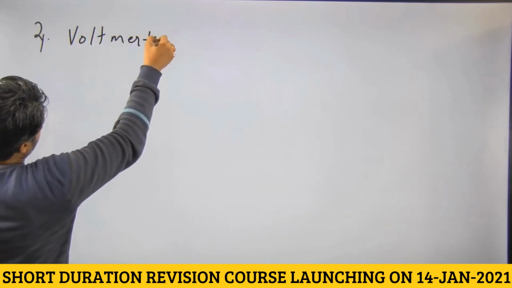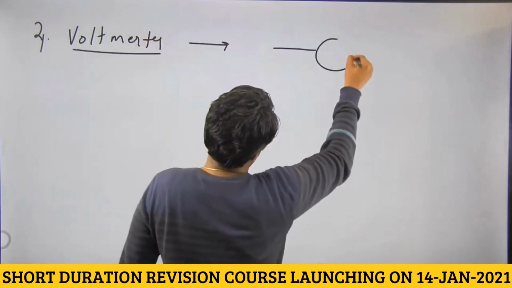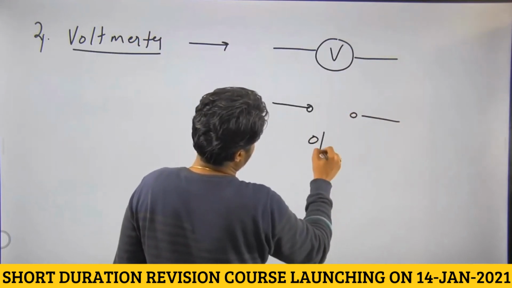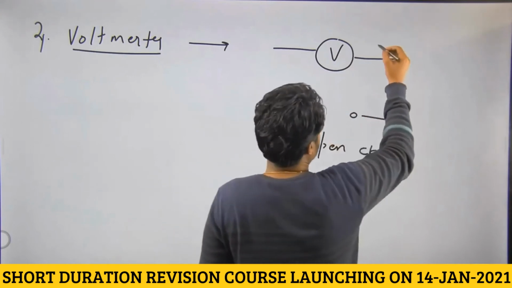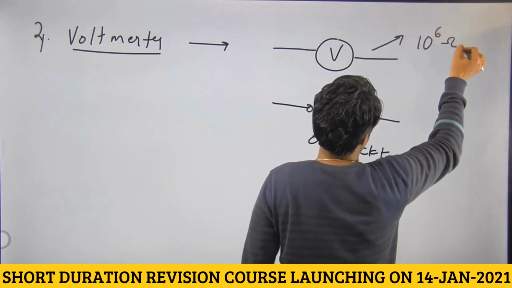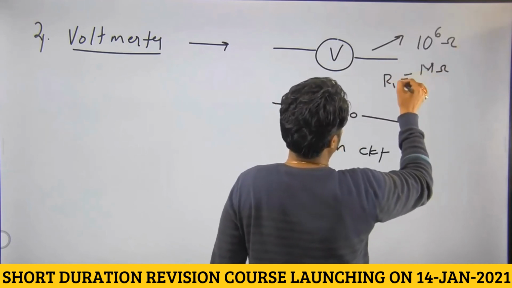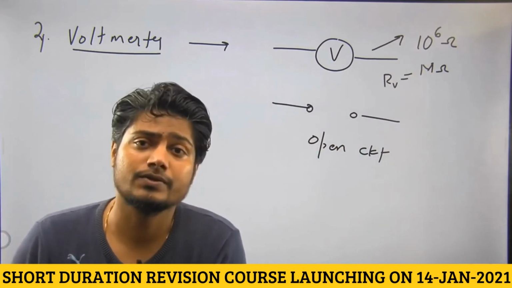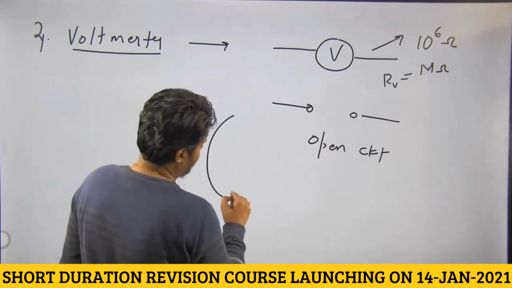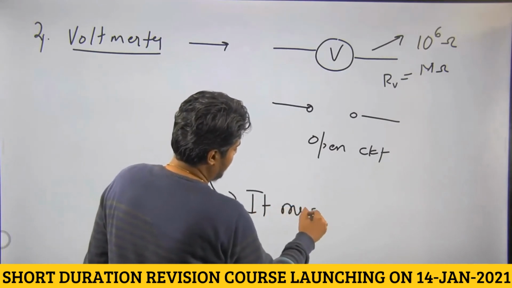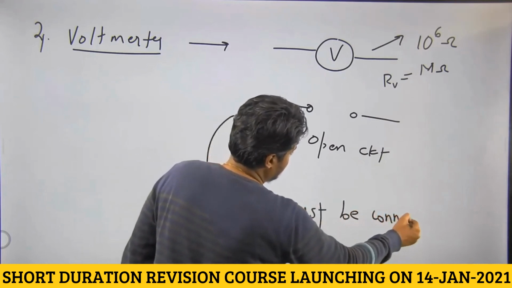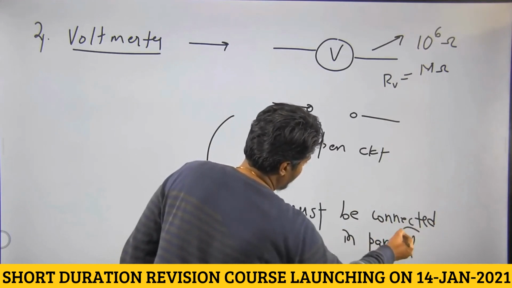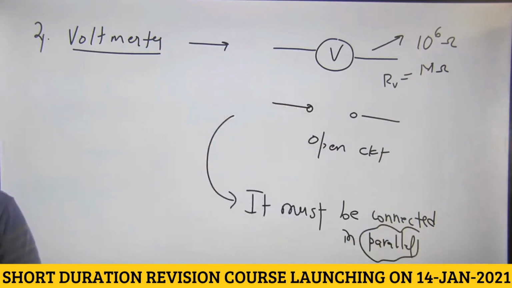Voltmeter is like an open circuit. Why? Because it has a resistance of 10 raised to the power 6 ohm, mega ohm, as R of voltmeter. Generally, I am talking about an ideal voltmeter, which has a resistance of around 10 raised to the power 6 ohm, mega ohm. So, it must be connected in parallel to a given resistor. Always remember, it must be connected in parallel.